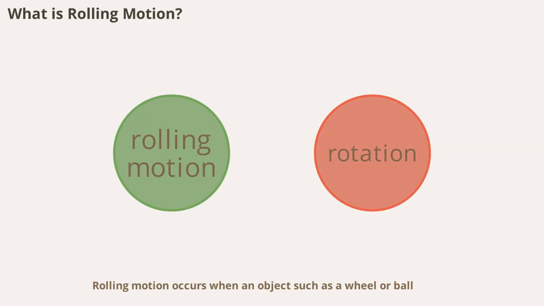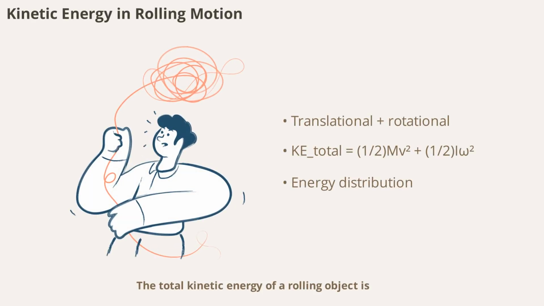Rolling motion occurs when an object, such as a wheel or ball, moves along a surface while rotating about its own axis. This type of motion combines both translational and rotational movement. Rolling is common in everyday life, from vehicles on roads to balls in sports, and understanding it is key to analyzing real-world motion.